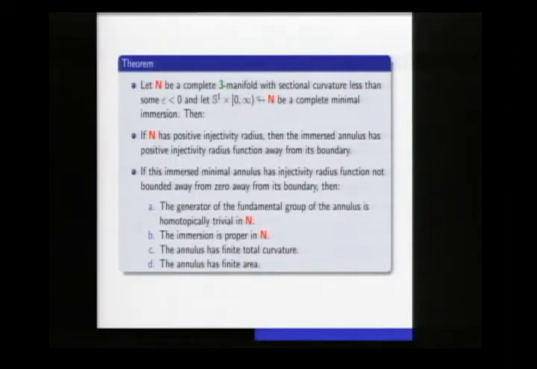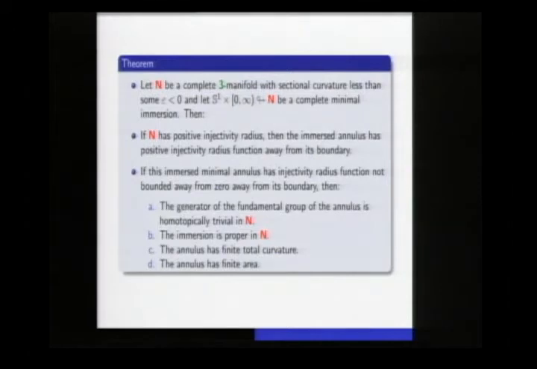So if N has positive injectivity radius, then we're good. If the generator of the fundamental group of the annulus is trivial, then I can lift everything to the universal cover of the space. That has positive injectivity radius because we have negative curvature, essentially. All right? So the universal cover has positive injectivity radius, and then I apply this. But the annulus itself will lift up to a space which has positive injectivity radius.